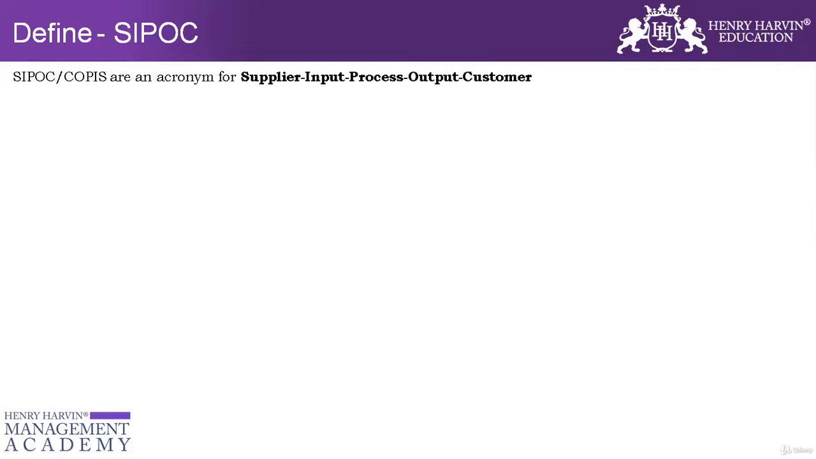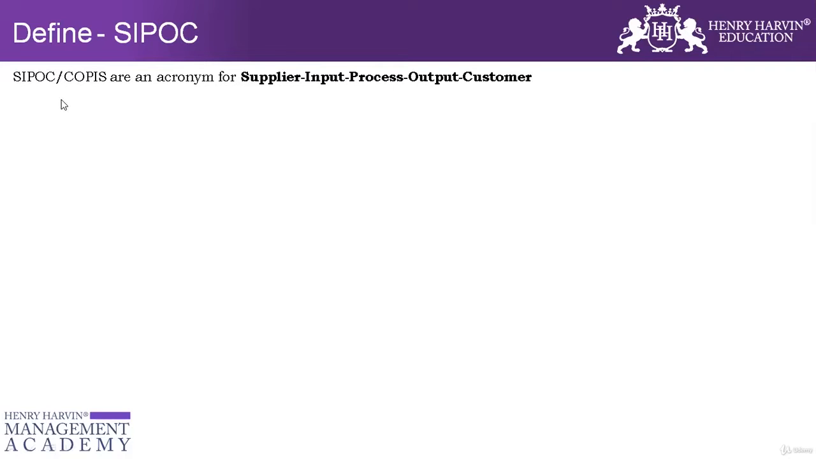What does SIPOC stand for? SIPOC stands for supplier, input, process, output, and customer. SIPOC can also be looked at from a COPIS perspective. The only difference is here we started from supplier, input, process, output, customer. Here we have started from customer, output, process, input, and supplier. So we can look at any of these.